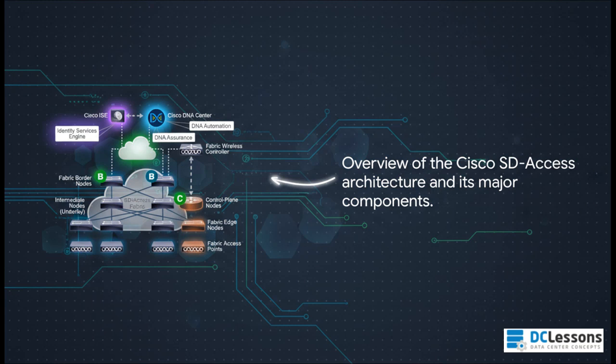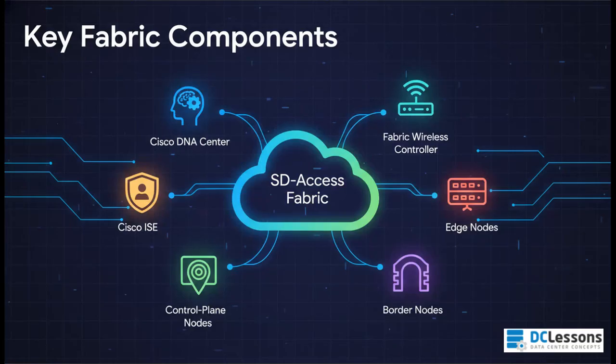To really get how this all works, let's break down the specific job of each of these key players. Think of these as the core building blocks of the whole system. Up top, you've got the brains of the operation, DNA Center running the automation, and ISE handling all the identity and security policy. Then, inside the fabric, you have the control plane nodes acting as a directory, border nodes are your gateways, edge nodes are the on-ramps, and the wireless controller brings all your wireless users into the fold. Each one has a totally distinct and absolutely vital job to do.